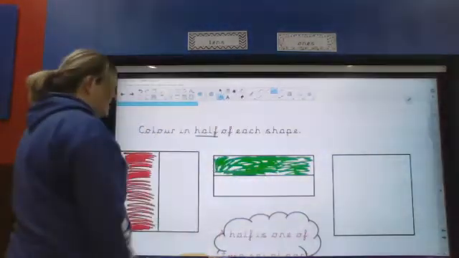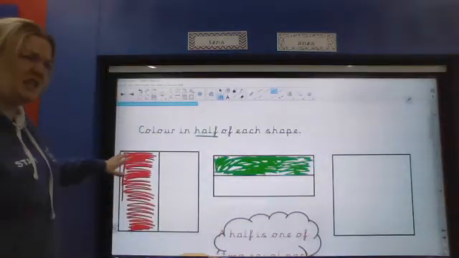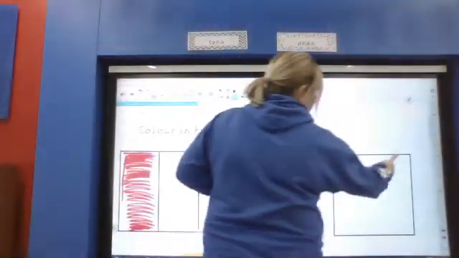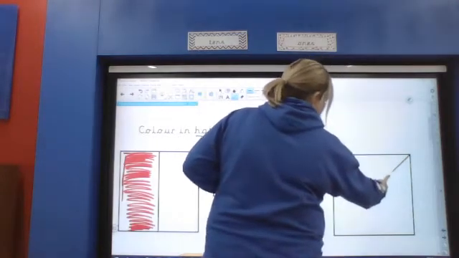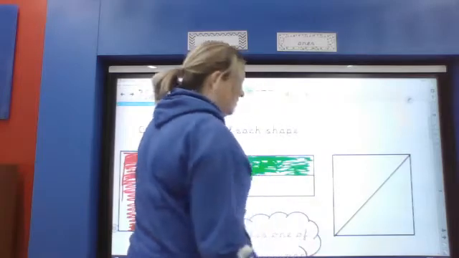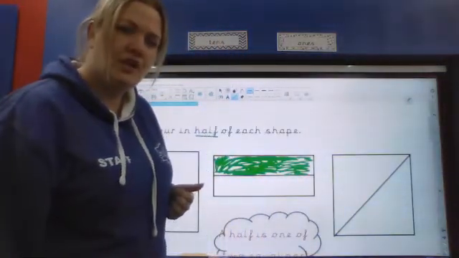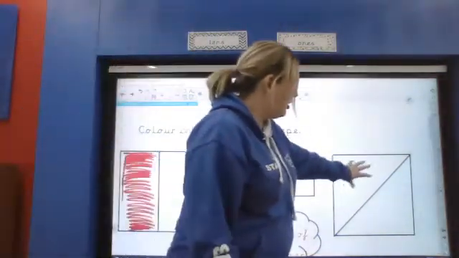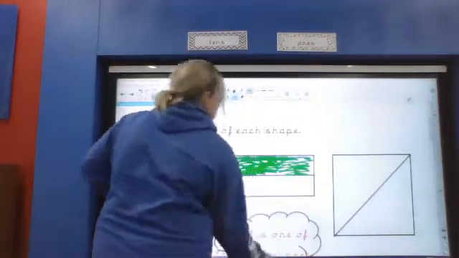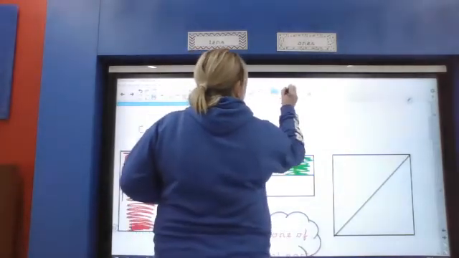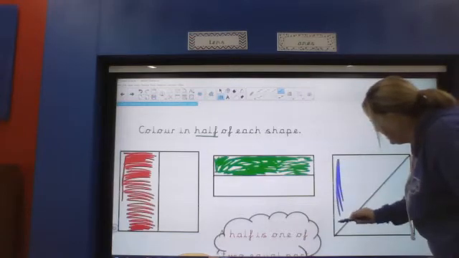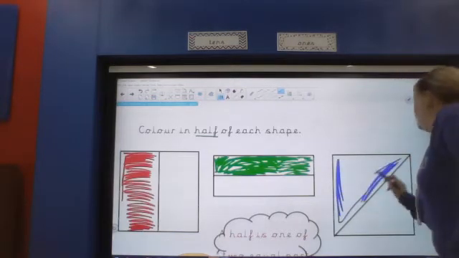And I've got another square here, and I've already shaded in half. But there's another way that we can find half, look. Whee, corner to corner, down we go. Is that two halves? I've got half there and half there. So let me get another colour. Oh, let's go blue now. And Mrs. O'Keefe is going to shade in her half blue.